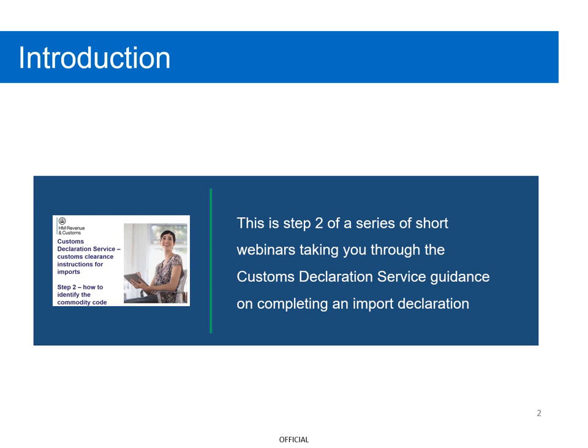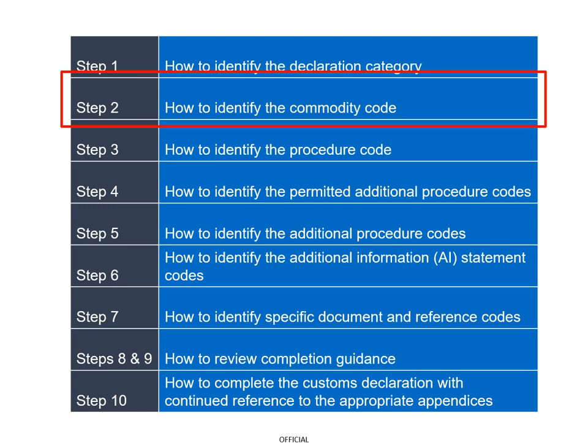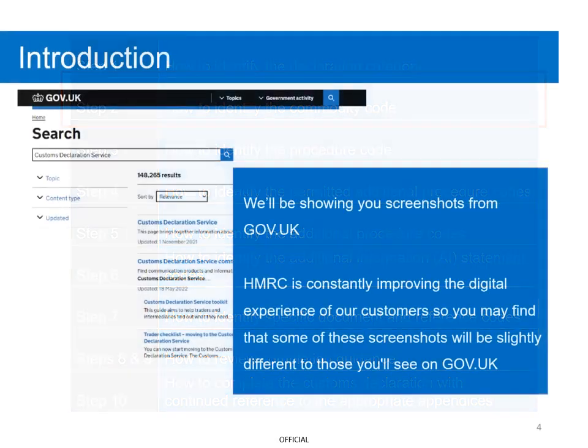This is step 2 of a series of short webinars taking you through the Customs Declaration Service guidance on completing an import declaration. This table sets out the step-by-step guides we'll be covering in this series. We will be showing you screenshots from gov.uk. HMRC is constantly improving the digital experience of our customers, so you may find that some of these screenshots will be slightly different to those you'll see on gov.uk.